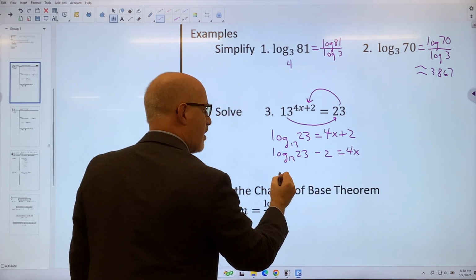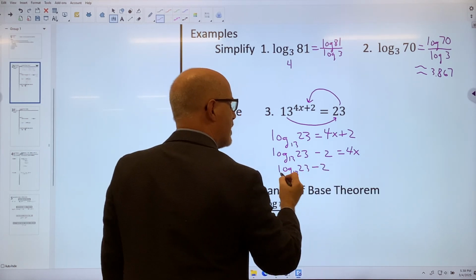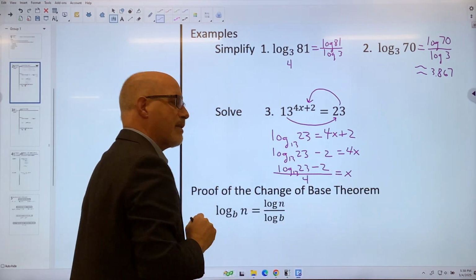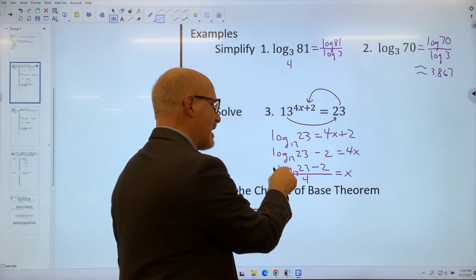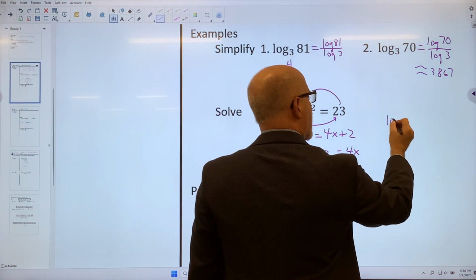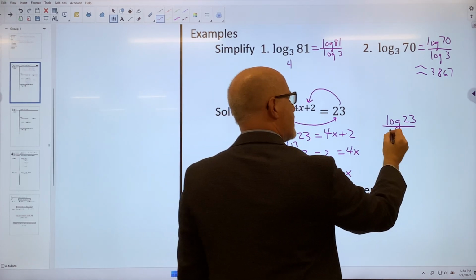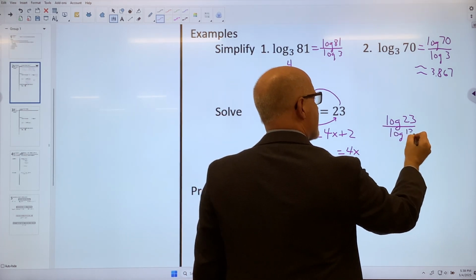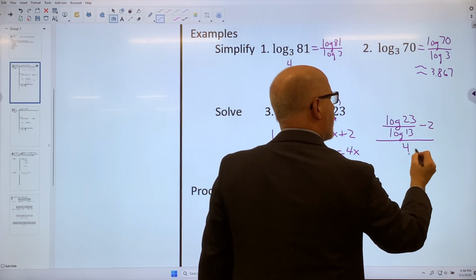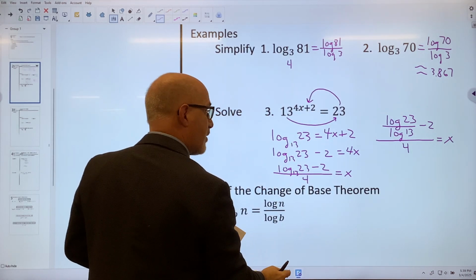Now I'm going to make this log base 13 of 23 minus 2, divided by 4, will give me the x. Now I'm going to use my change of base theorem to get that decimal. So what that would look like is log of 23 divided by log of 13, that's changing the base, minus the 2, all over the 4 will give me my x. Let's go ahead and do that calculation on our calculator.